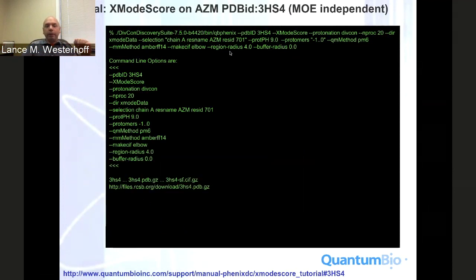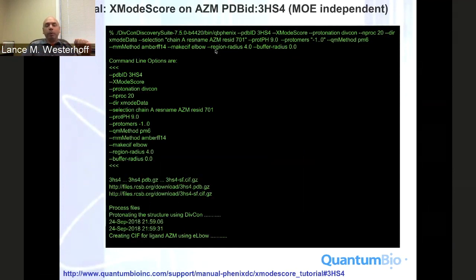One last point is this region radius. This is the radius around the ligand, so it would be basically everything within 4 angstroms of the ligand, i.e. the active site itself. And it is residue extended, so if any atom is hit, it extends it automatically.